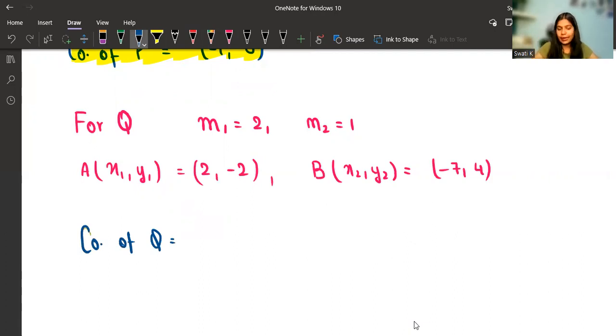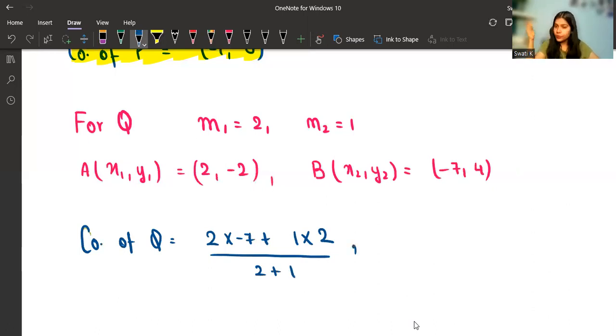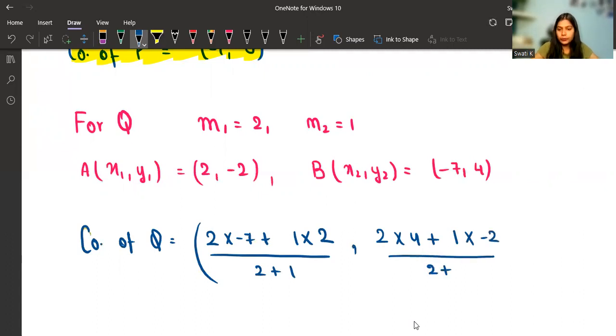I'm directly writing down the values. So M1 X2, that means 2 into minus 7, plus M2 X1, that means 1 into 2, upon M1 plus M2, which is 2 plus 1, right? Make sure when you are solving this, you write down the formula once. And then of course, M1 Y2, that means 2 into 4, plus M2 Y1, that means 1 into Y1, which is minus 2, so minus 2 upon 2 plus 1. Now we have to just simplify this and we'll get the coordinate of Q.